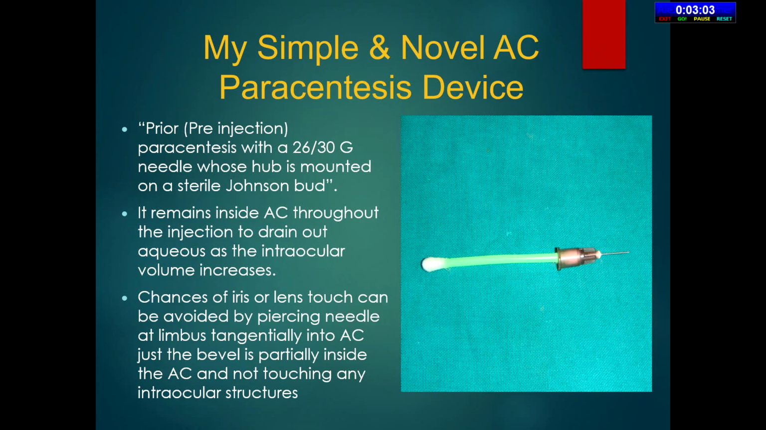So this is my simple and novel AC paracentesis device, wherein a 26 or 30 gauge needle is used and its hub is mounted on a sterile Johnson bud. It remains inside the anterior chamber throughout the injection to drain out aqueous as the intraocular volume increases because of the intravitreal injection. The chances of iris and lens touch can be avoided by piercing the needle at the limbus tangentially into the anterior chamber. Just the tip of the bevel is inside the anterior chamber, so even if it moves, it will not damage intraocular structures.